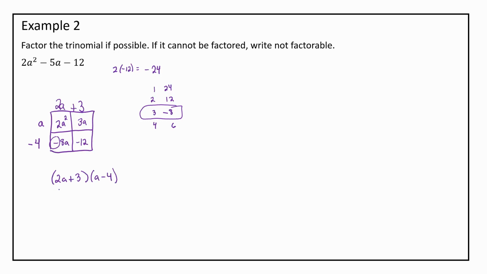Now we can pretty quickly double check that we've got the right thing because 2a and a should multiply to give me 2a squared. 3 and negative 4 should multiply to give me negative 12. And if I do 2a times negative 4 plus 3 times a, that should give me negative 5a. And so we should see that's our answer.